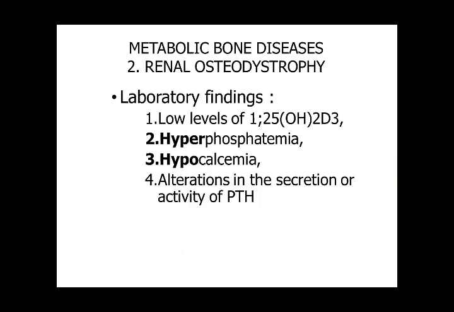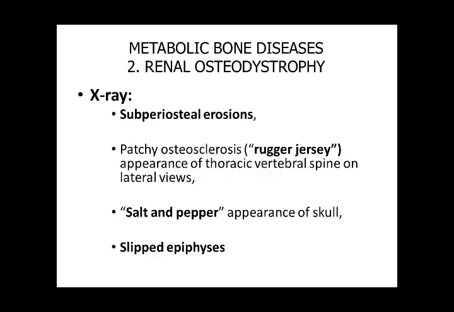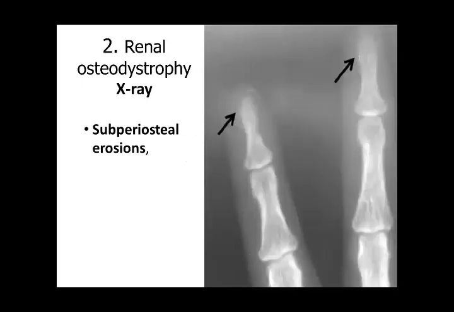hyperphosphatemia, low levels of vitamin D, which is 1,25 hydroxycholecalciferol, and alteration in the secretion of parathyroid hormone. On X-ray, subperiosteal erosion is there, patchy osteosclerosis, rugger jersey appearance of the thoracic vertebral spine on the lateral view, salt and pepper appearance of the skull, and then there is a lytic appearance.